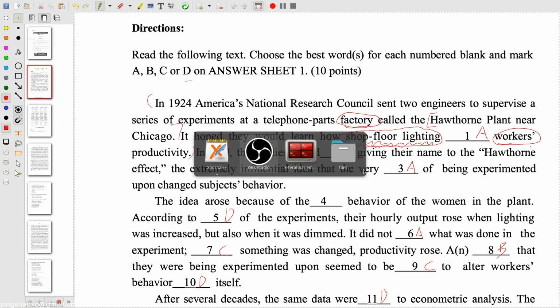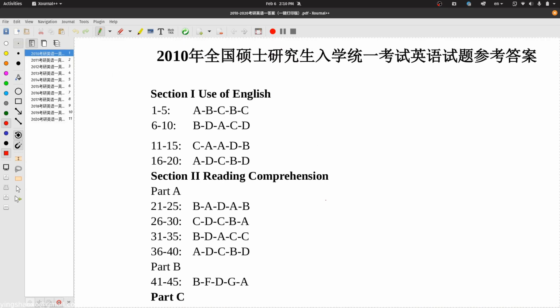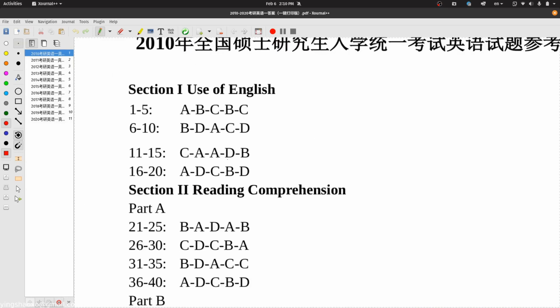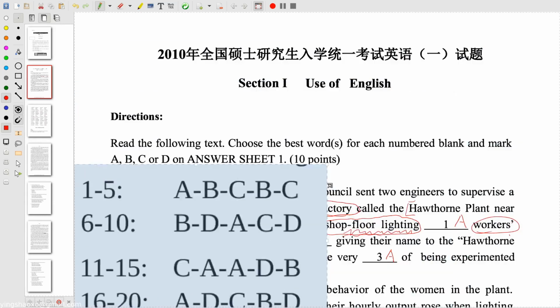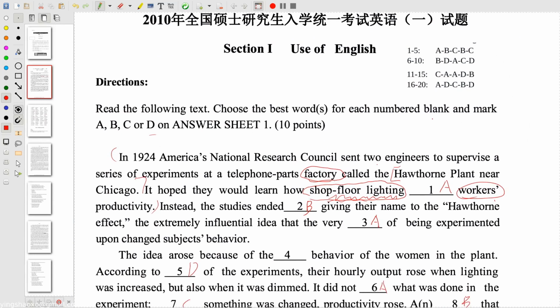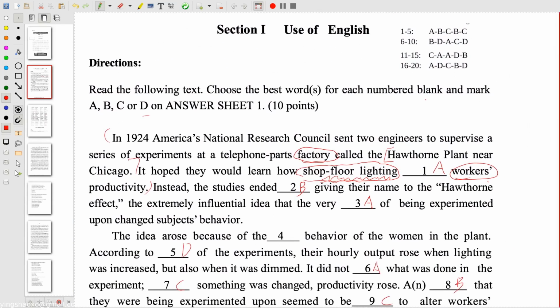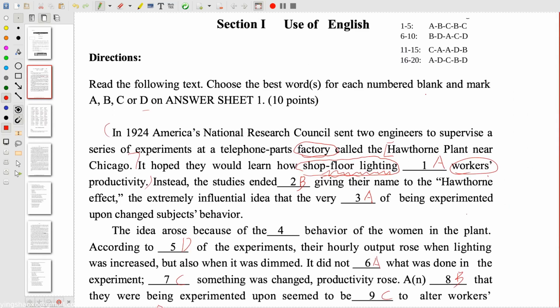Now I'm going to check out the answers for this article and see if we got it wrong or not. So I just copy this answer and paste it at the top of this article, and so we can correct ourselves very quickly. So let's do it.